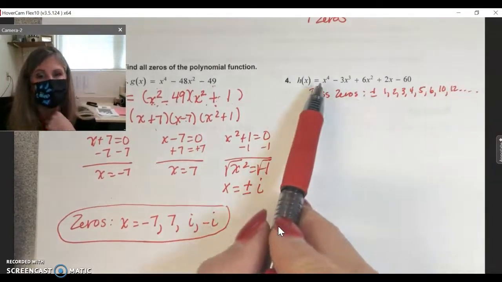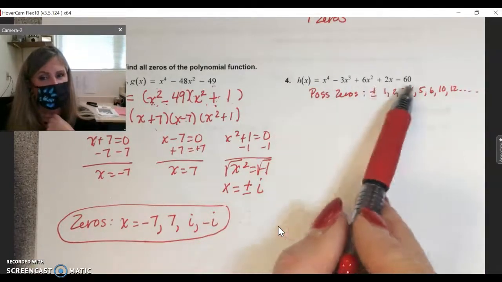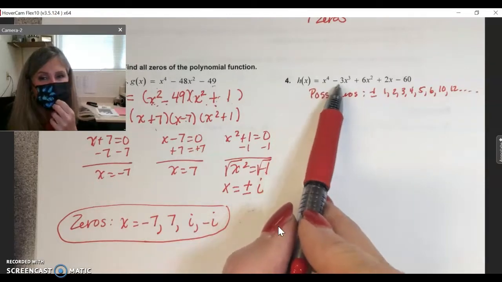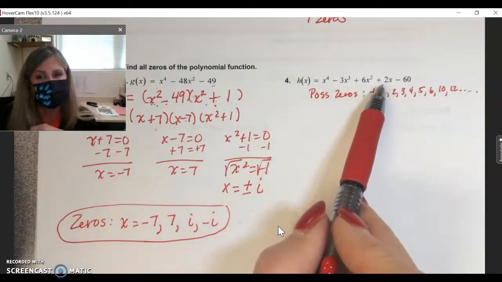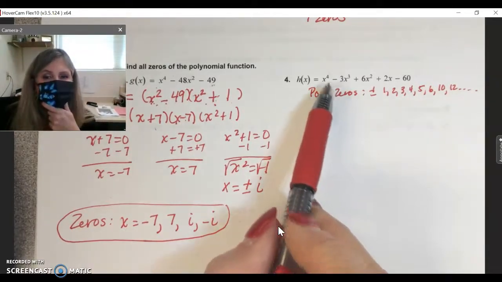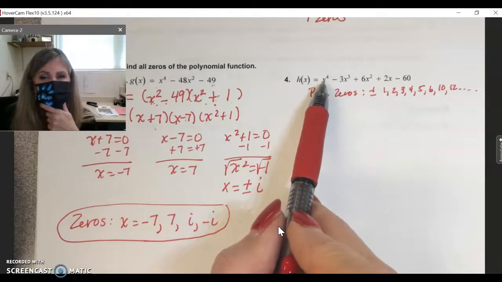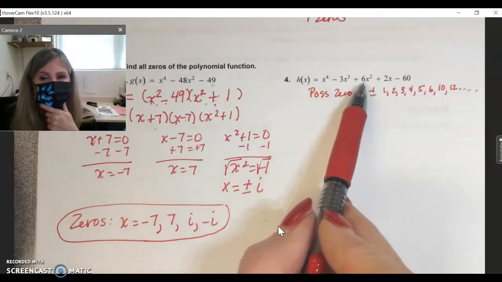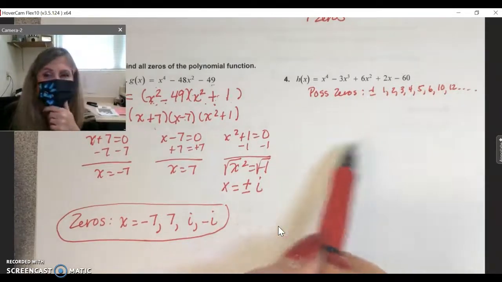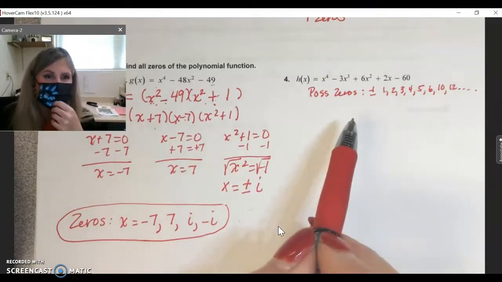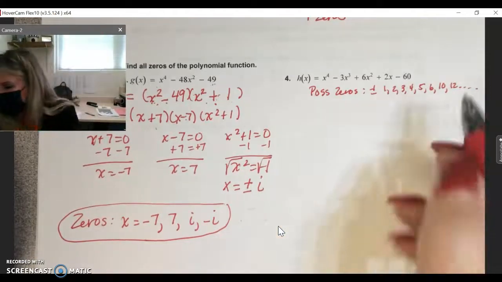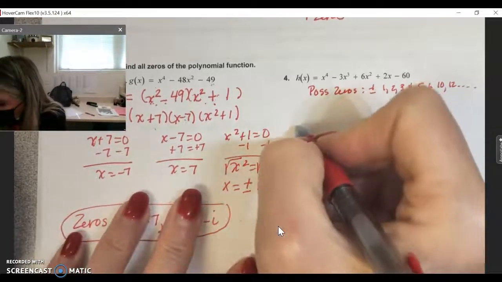Now, I can test 1 very quickly. If I plug in 1, I get the exact same values. 1 to the 4th is 1. Is 1 minus 3 plus 6 plus 2 minus 60, is that going to give us 0? Is that going to be a 0? No. What about negative 1? That would give me 1 plus 3 is 4 plus 6 is 10. That's not going to give me it either, is it? So 1 and negative 1 are not going to work. I'm not going to waste my time doing synthetic division with them. But 2, 3, 4, some of those might work. So let's go ahead and do synthetic with 2.